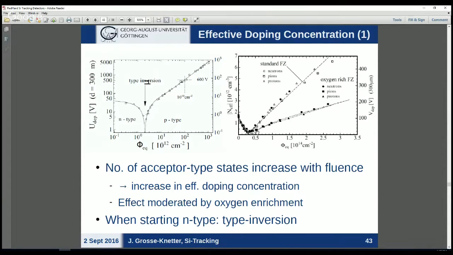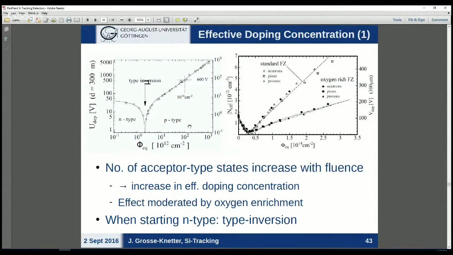So the next effect was the effective doping concentration change, which you see in those two plots. So there's one oddity. The number of acceptor type states increases with fluence much larger than the donor type states increase. So effectively you're turning your device into P, so the bulk predominantly into a P-type device. If you start with an N-type or with a P-type, doesn't matter, it will always end up being a P-type in the end. That's a bit inconvenient because, well, if you start with an N-type, your substrate will suddenly change behavior, and that has to be taken into account.